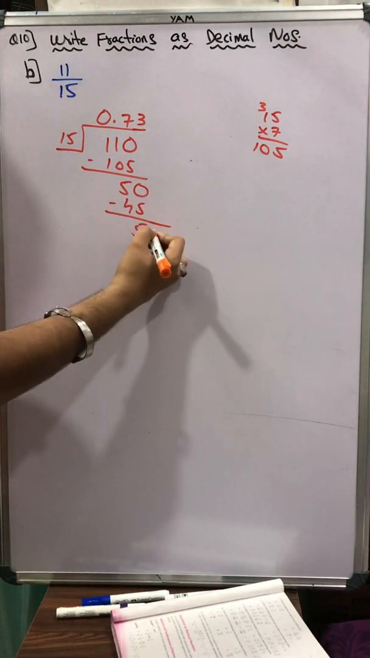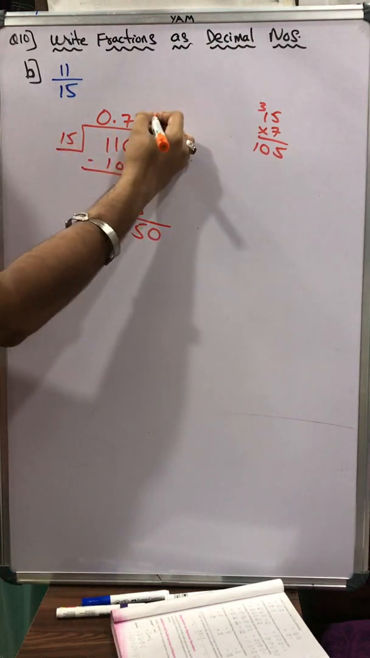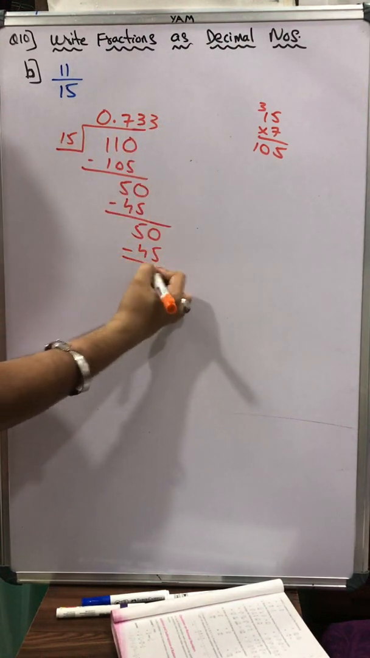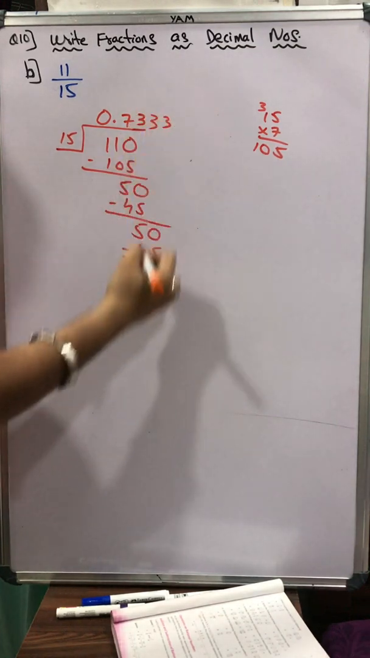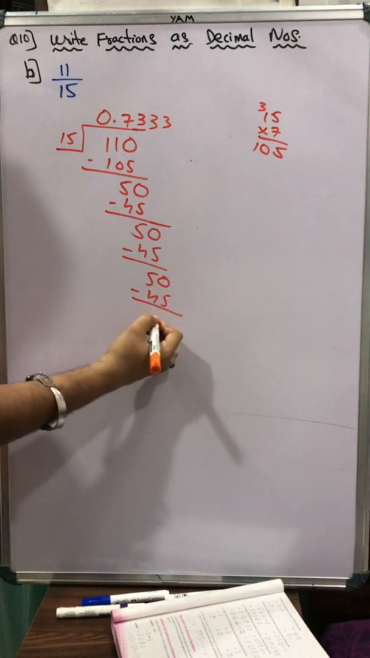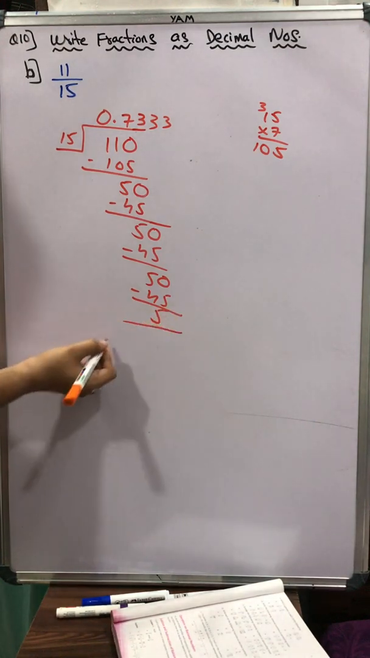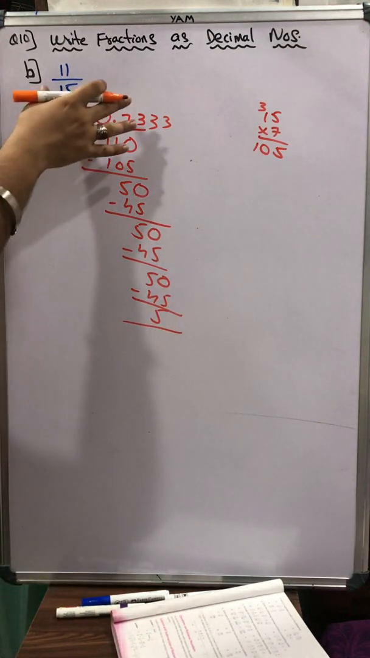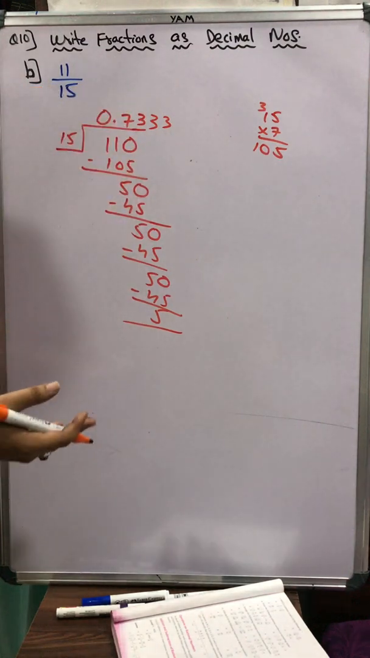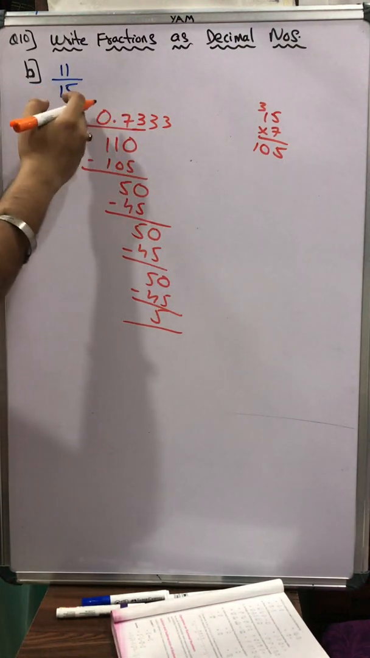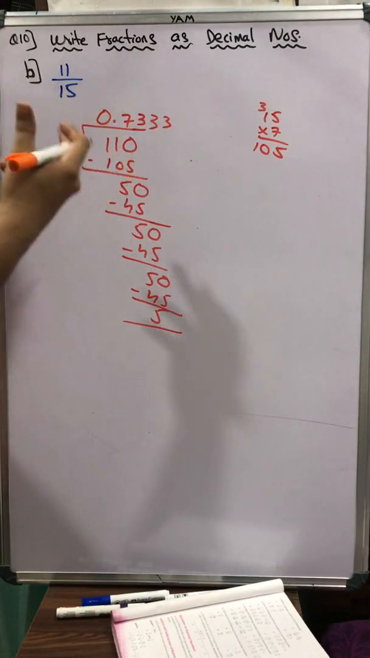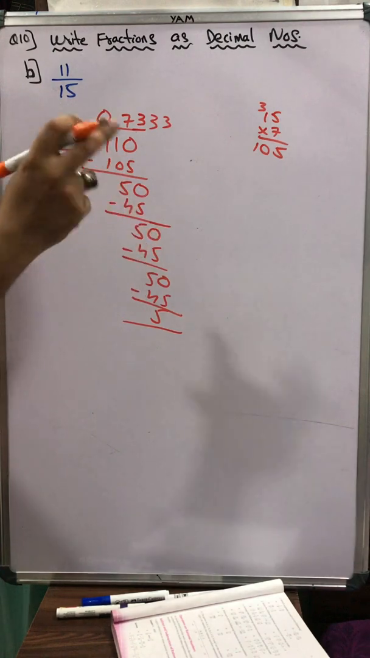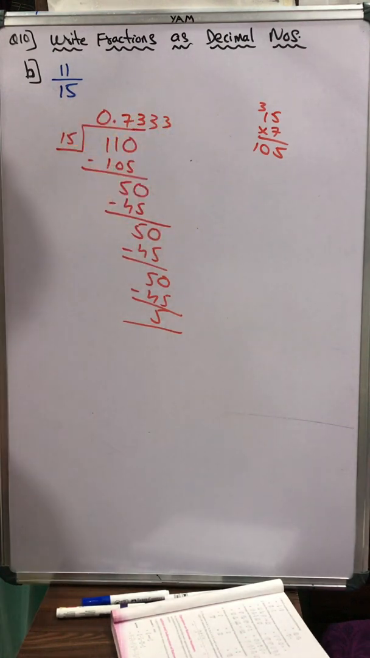Once again I can append a 0. So once again 15 3s 45 minus 5. Once again 5. Once again I can append a 0. 15 3s 45 minus, once again 5. Students, believe me, the world will end, but this division will not. Why? Because it's recurring. The other word for recurring is repeating. Recurring or repeating, both are synonyms. 3 is repeating.